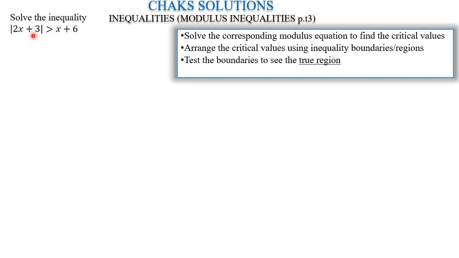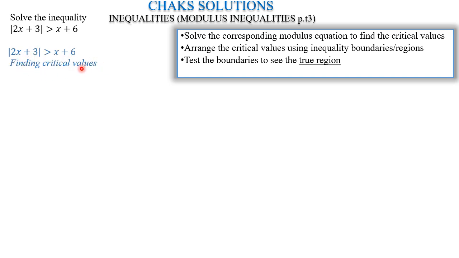Solve the inequality modulus of 2x plus 3 greater than x plus 6. You can see here we only have the modulus sign on the left hand side, while the right hand side doesn't have the modulus. So we are going to follow the same procedure here. It's very simple. So let's go here. We are going to find the critical values.